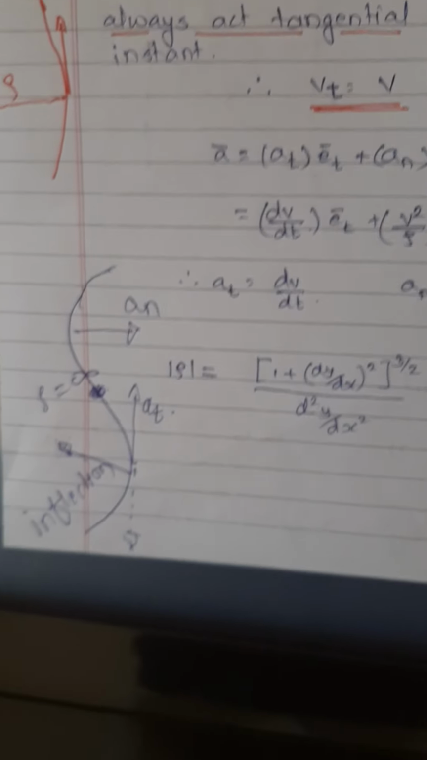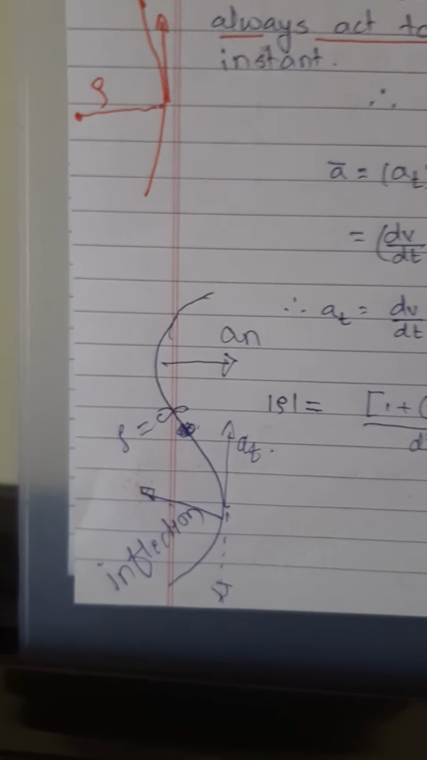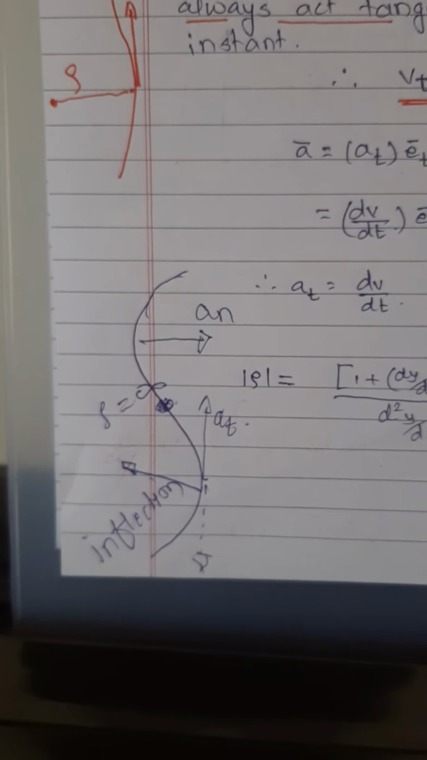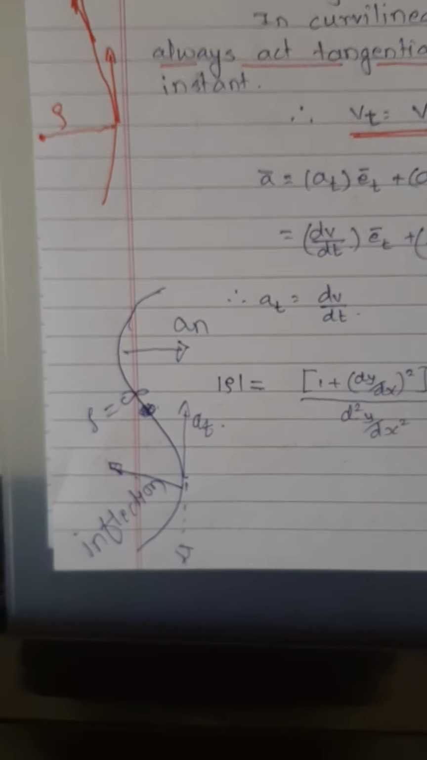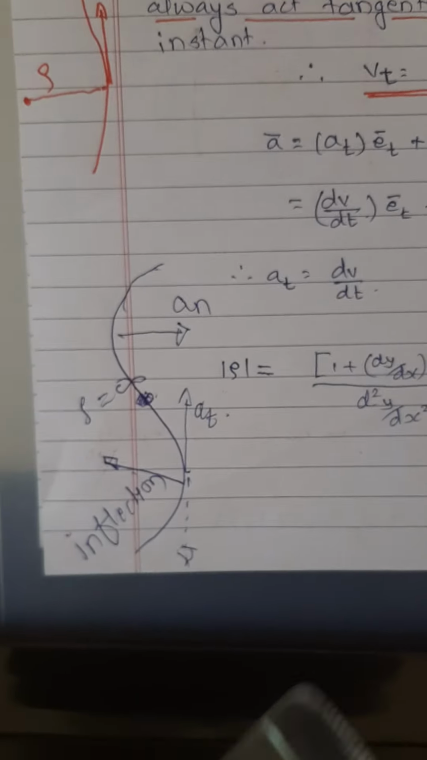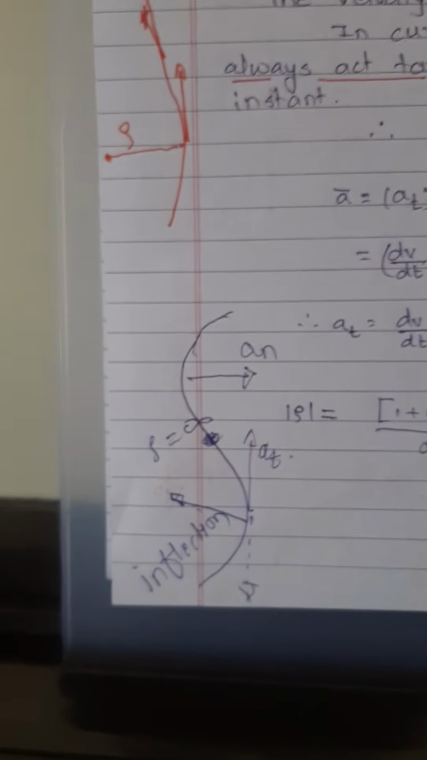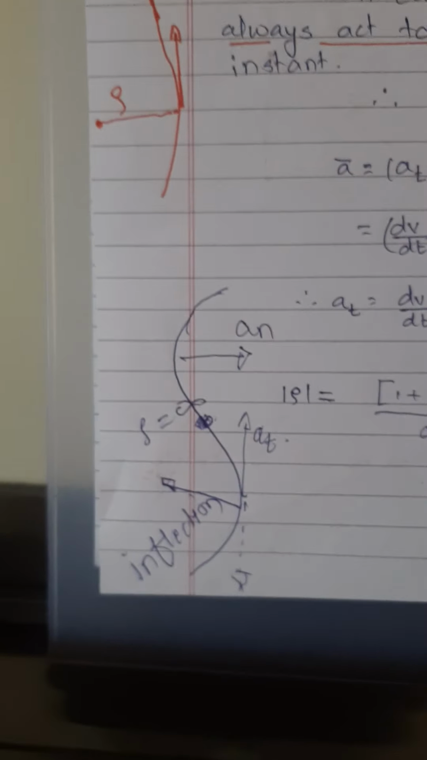Therefore, the normal component of acceleration at the point of inflection is always equal to 0, since the radius of curvature is infinity and the particle changes its direction of path, or the sign of its path.